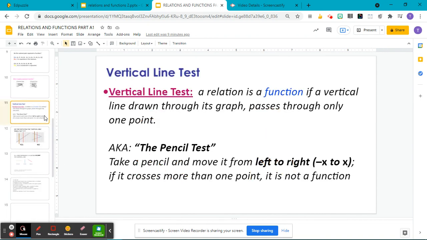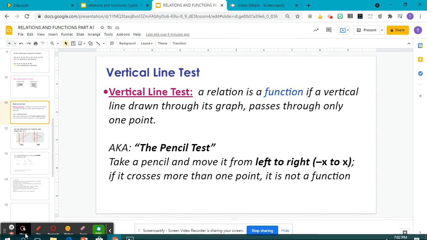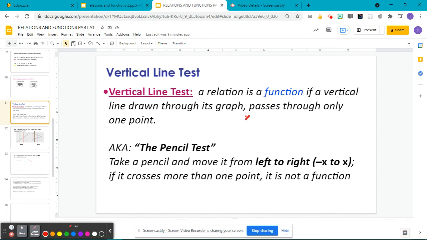Leads us to, how do I tell about a graph? When I'm looking at a graph, I have a little test that I can do with my pencil. And it's called the vertical line test, or AKA the pencil test. And what I do is I put my pencil on my graph vertically. Let me make sure you understand vertical. This is vertical, up and down. Here's my pencil. And I'm going to scroll it across the graph from left to right.